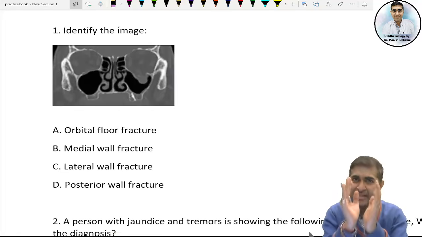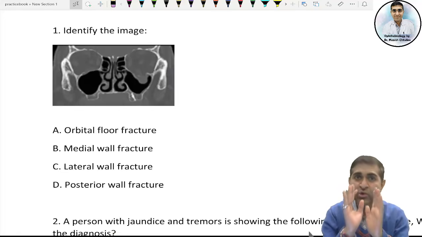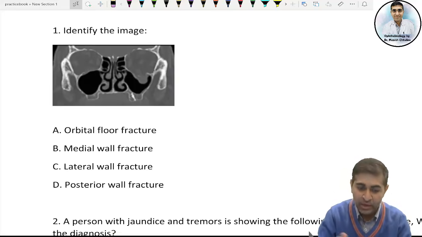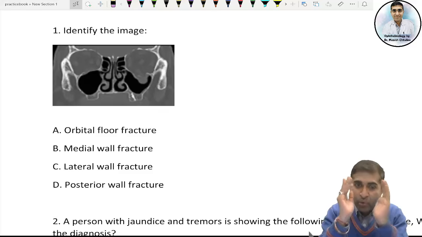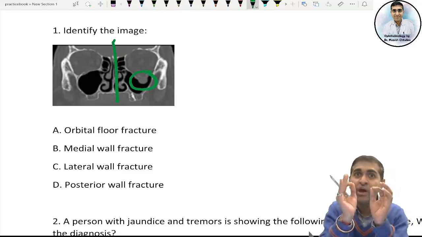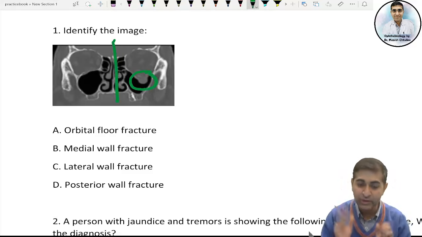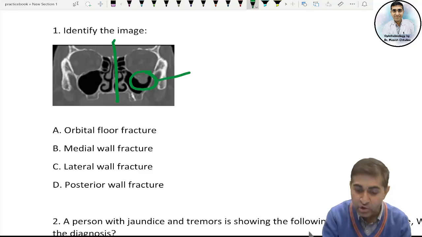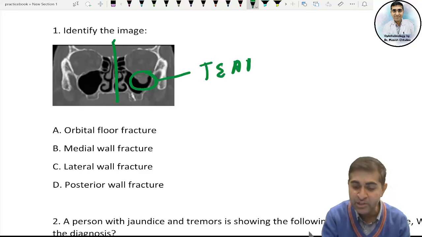So the examiner has simply asked you to identify the image. So this is the X-ray image. Now, if you compare both the sides, you can see that here there is something which is dropping down the orbit. Now what is this? So this is your teardrop sign.